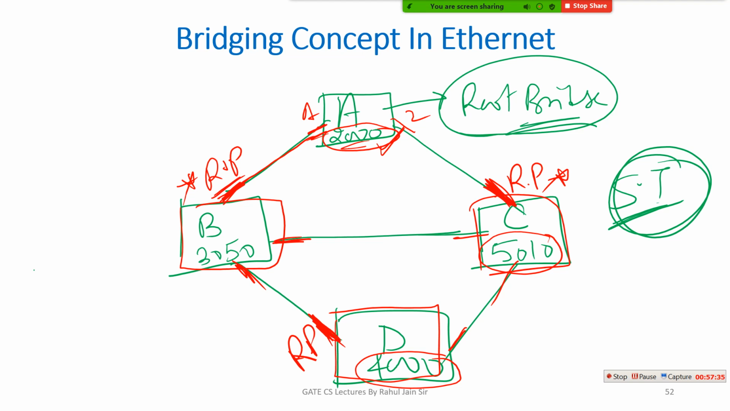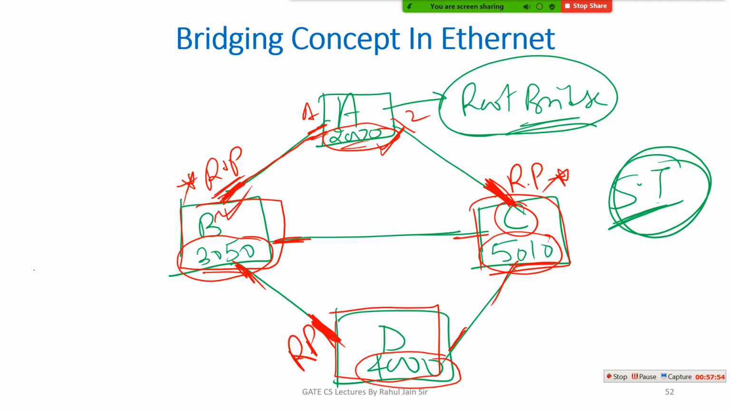Why? Because the bridge ID of B is 3050, which is lower than the bridge ID of C, which is 50110, which is higher. That is why I will make this port the root port.